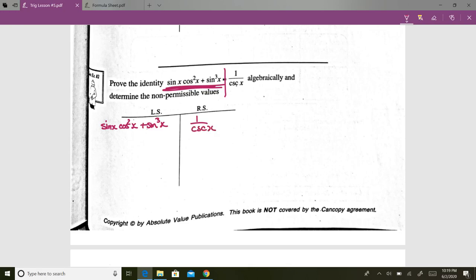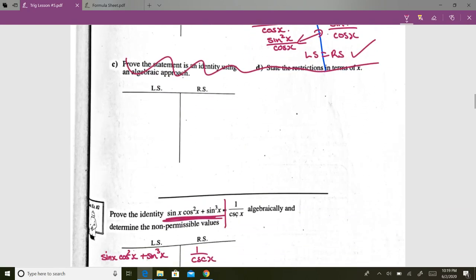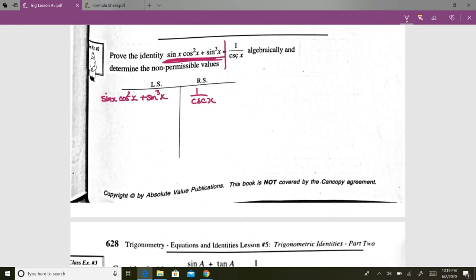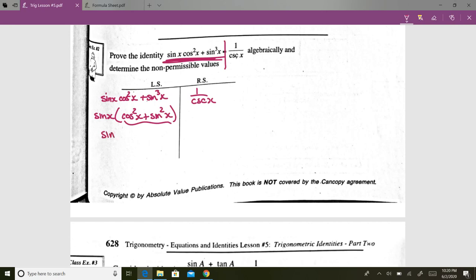What can I do? Well, look for factoring. We have no tans, so I can't rewrite anything on the left side, but I can factor a sine out. So if I pull sine x out, I'm left with cos squared x plus, now there's 3 sines, if I pull one out, I get sine squared x. And hopefully that sets off alarm bells. Cos squared plus sine squared on your formula sheet is 1. So this becomes sine x times 1, which obviously is just sine x. You can't go any further than that.